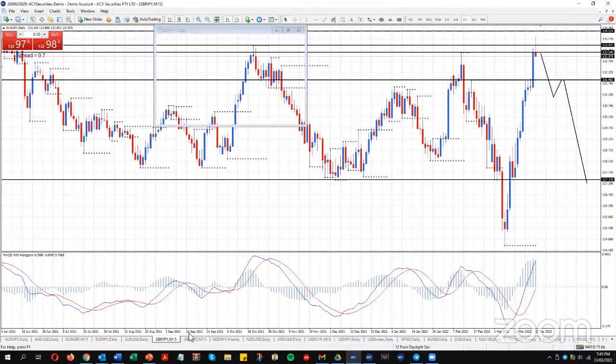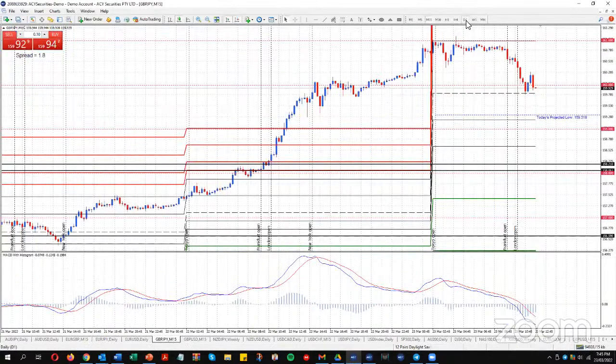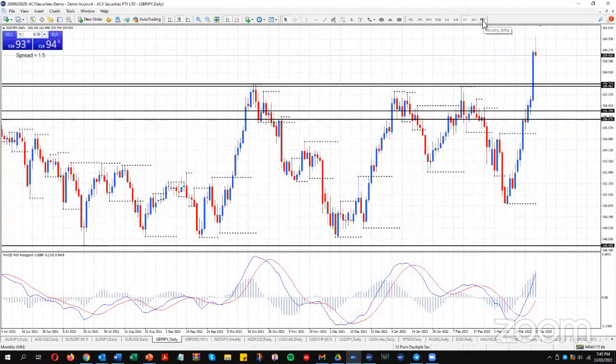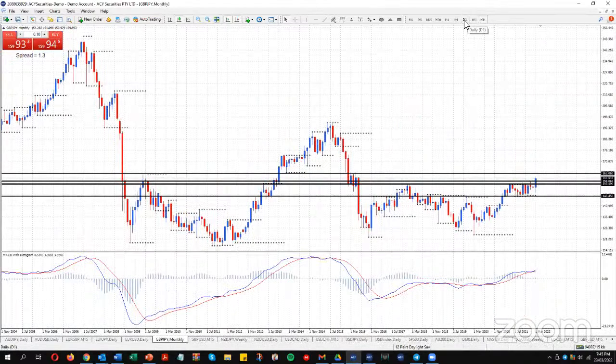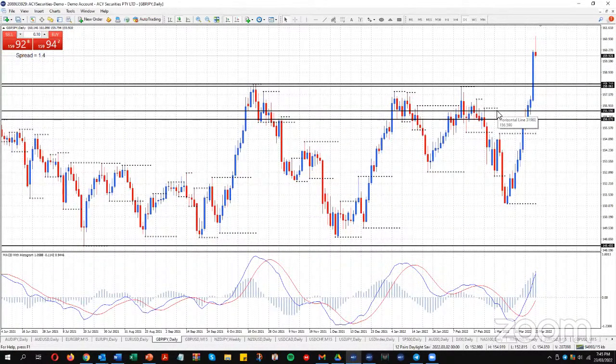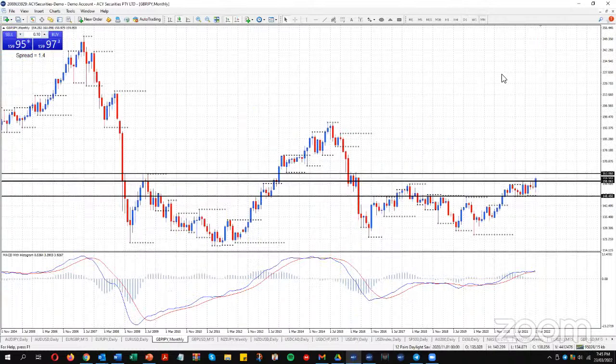All right, pound yen, another yen pair that went nuts yesterday. So what I've done on my monthly chart, just take a few of these lines off. All right. We were in a holding sideways consolidation period for the best part of a year here on the pound yen. And what occurred yesterday was a breakout.